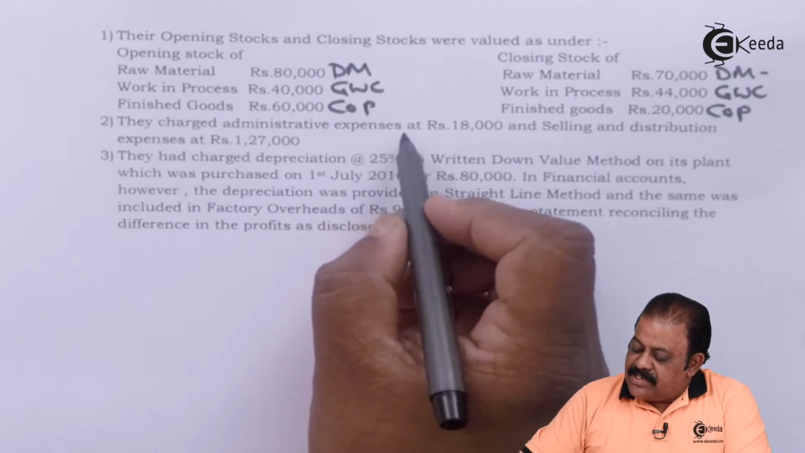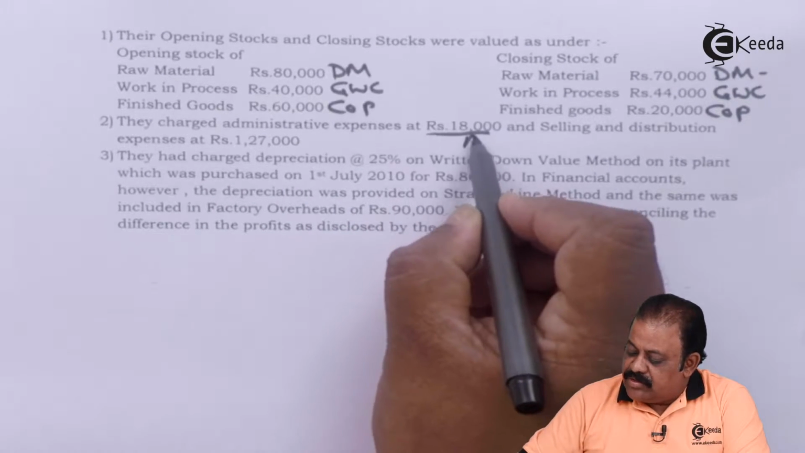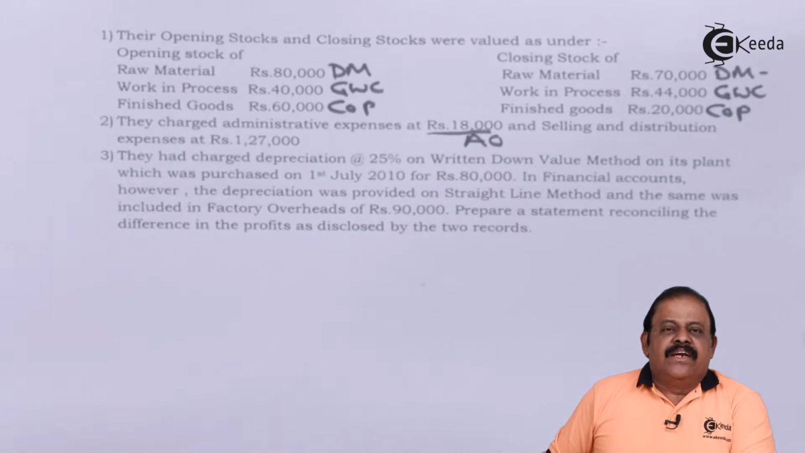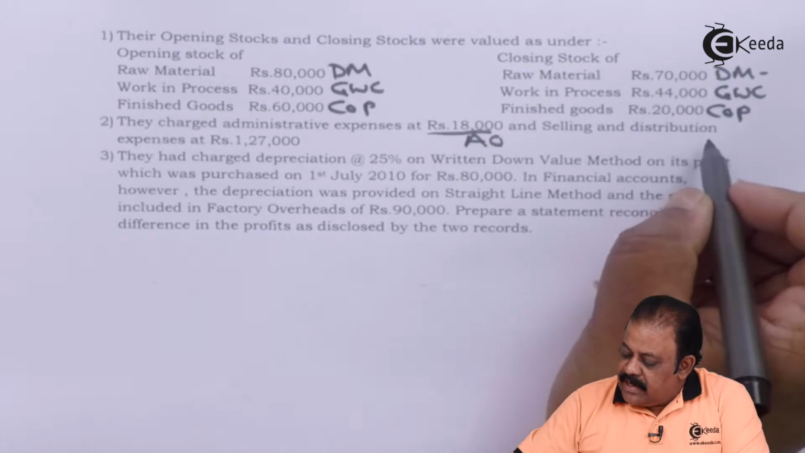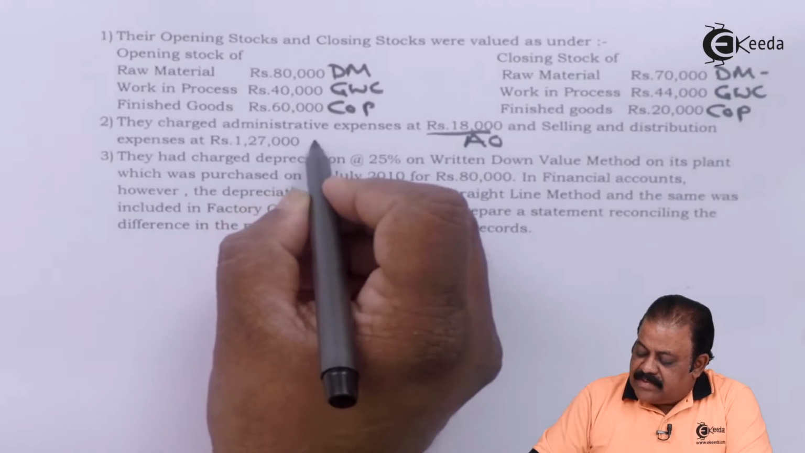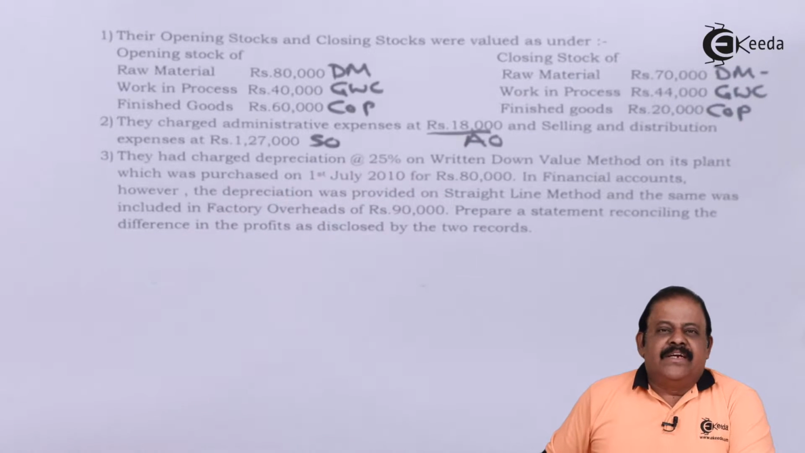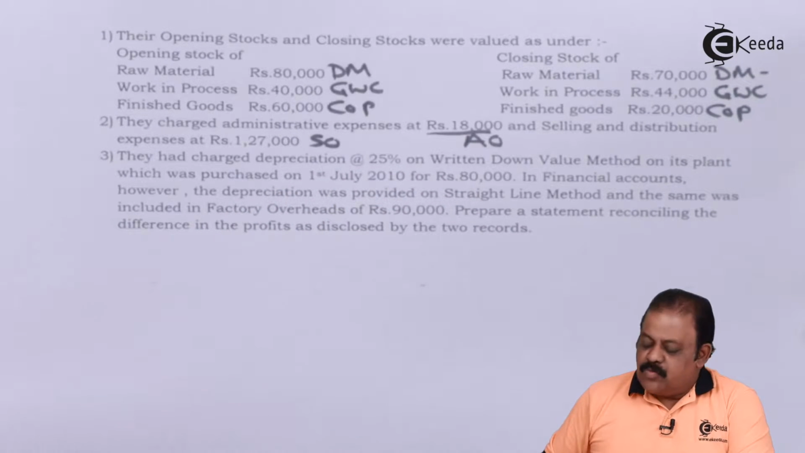They charge administrative expenses 18,000. This is administration overheads as per cost book. Selling and distribution expenses 1,27,000. The selling overheads as per cost book.